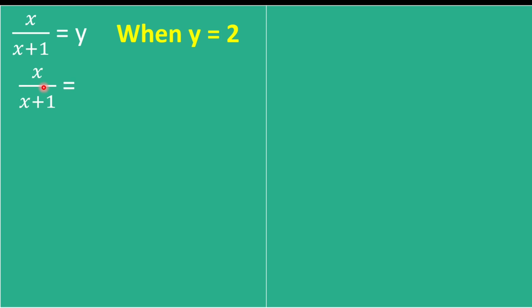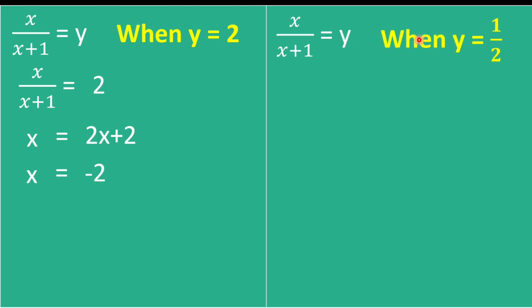Now when y equals 2, we put y equals 2. By cross multiplication, this equation will become x equal to 2x plus 2. And then by solving this equation, we have x equal to minus 2, because when we send this 2x over here, this will become minus x equals plus 2, and then we will shift the minus sign over here. So finally we have x equal to minus 2.